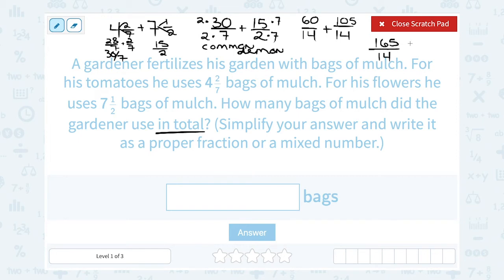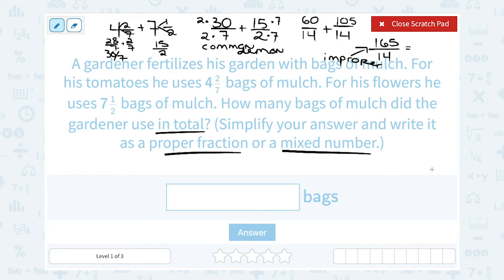Okay, now notice it said simplify your answer and write it as a proper fraction or a mixed number. Right now, this is an improper fraction. Okay, an improper fraction means the number on the top, or numerator, is bigger than the number on the bottom. So I can take this and turn this into a mixed number because I don't think 14 is going to go evenly into 165, so I don't think it's going to give me a whole number answer.